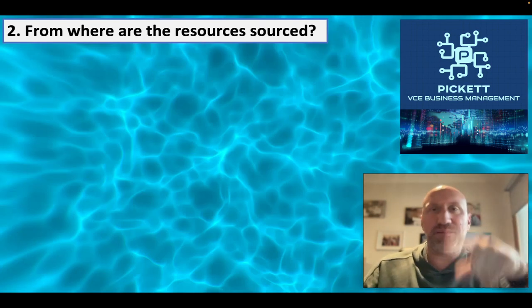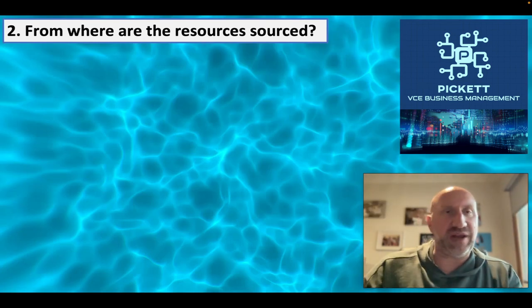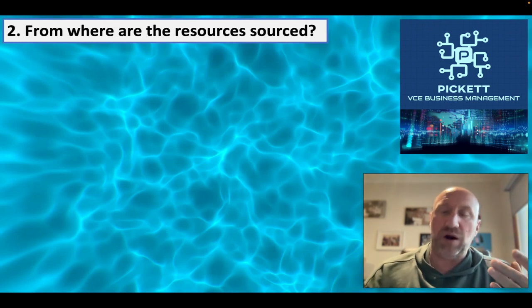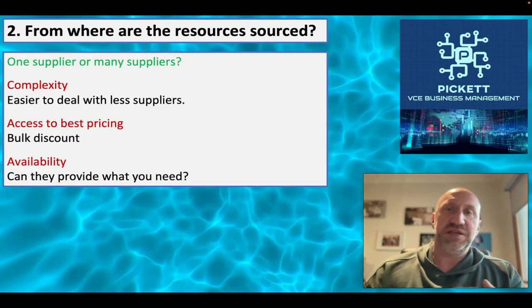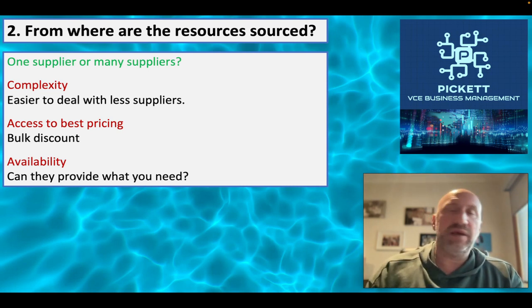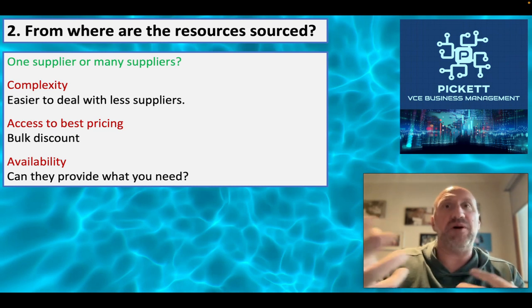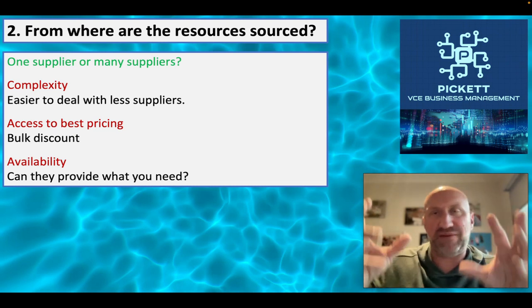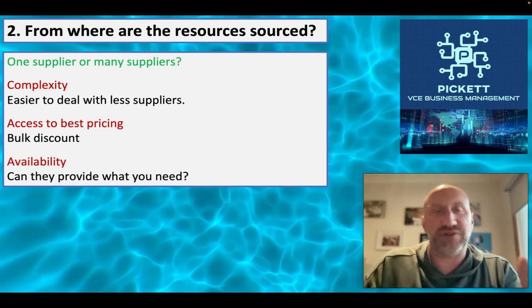Now, the second part in this video, so we said there were 3 different aspects to it. So from where are the resources sourced? Okay. So again, there's lots of questions you need to think about and come up with answers to when you're thinking about where you're going to actually get your resources or your supplies from. Okay. So first off, do we try to go to one supplier or do we go to many suppliers? Or do we minimize the number of suppliers, or do we get everything that we need from different suppliers?